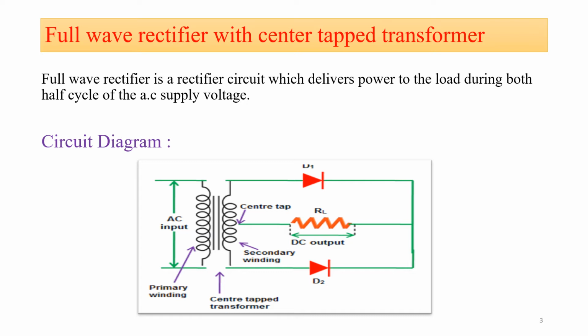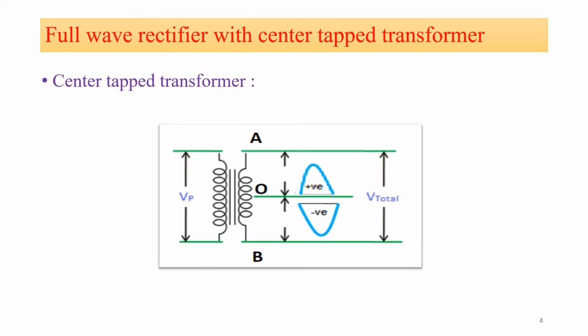In half wave rectifier we use a normal type of transformer and only one diode, while in full wave rectifier with center tap type of transformer we are going to use a center tap type of transformer and a total of two diodes. Before going to the working of our full wave rectifier, let's see the working of our center tap type of transformer.